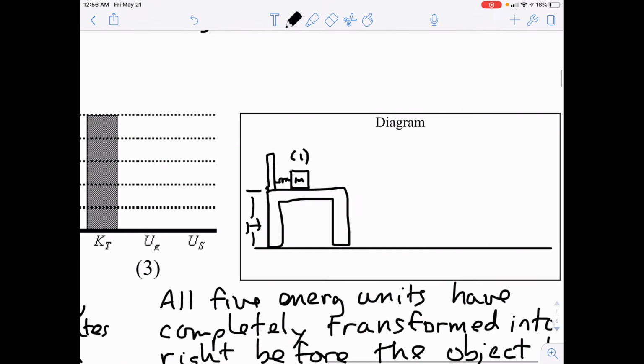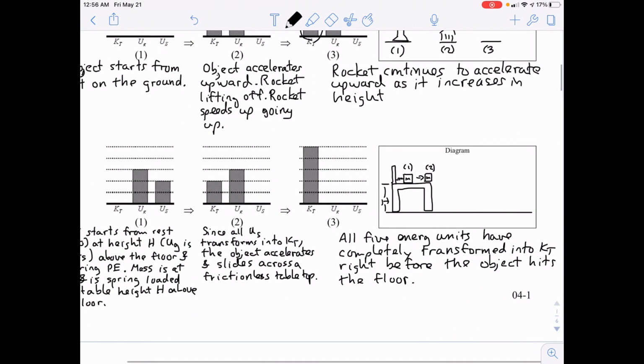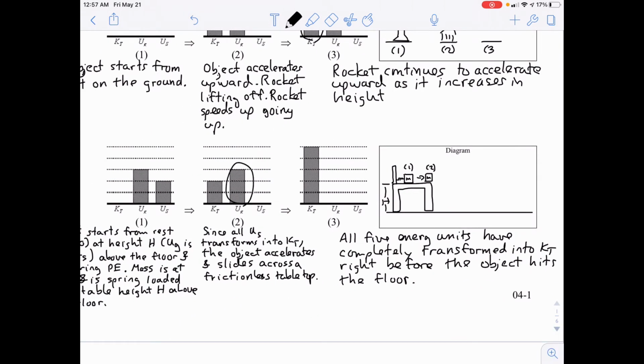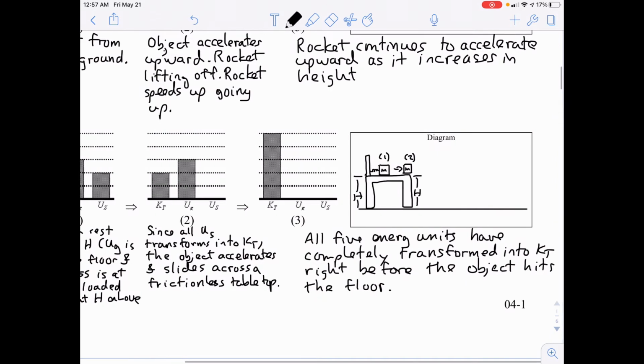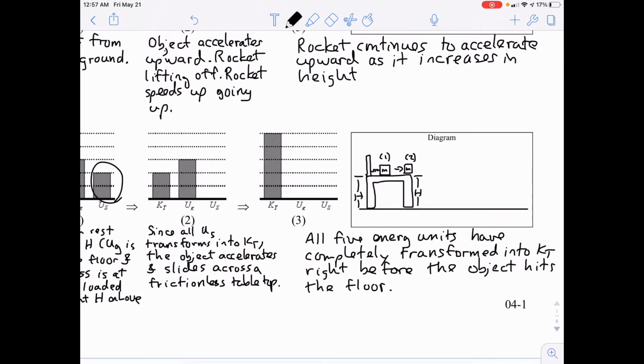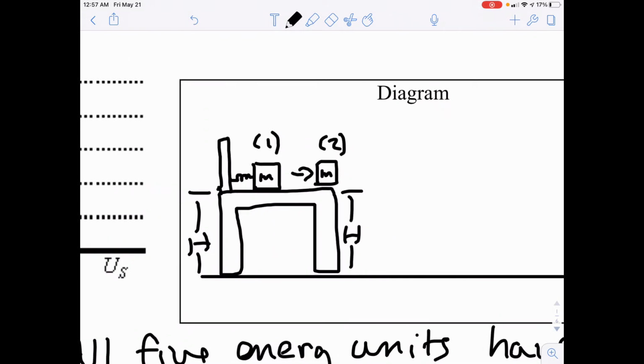Now, if we draw the block sometime later, here at position 2, that would account for the same height above the floor, but it would count for the spring energy completely transformed into kinetic energy. In other words, the object is moving at this point.